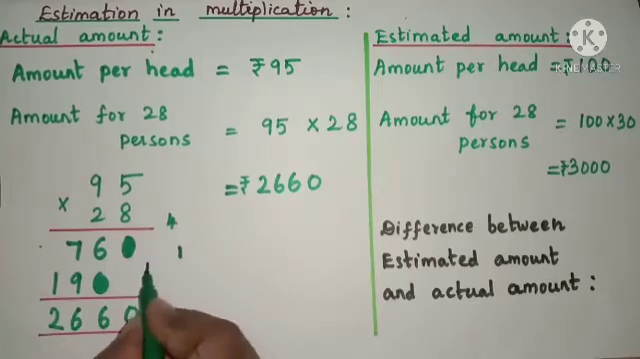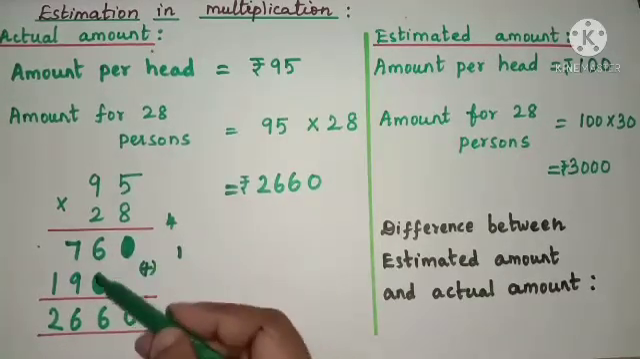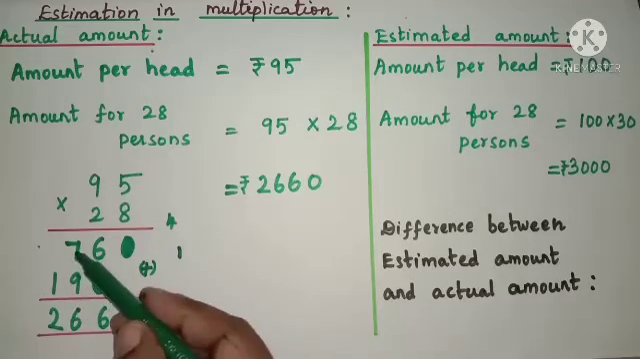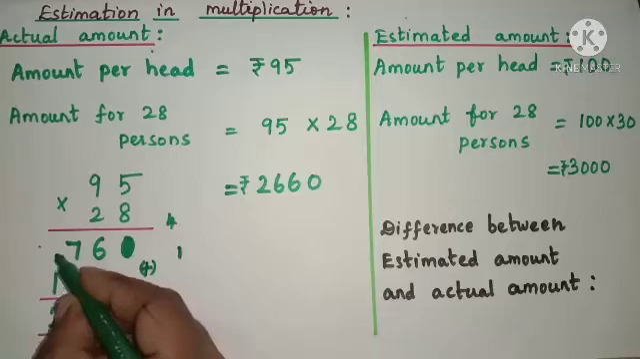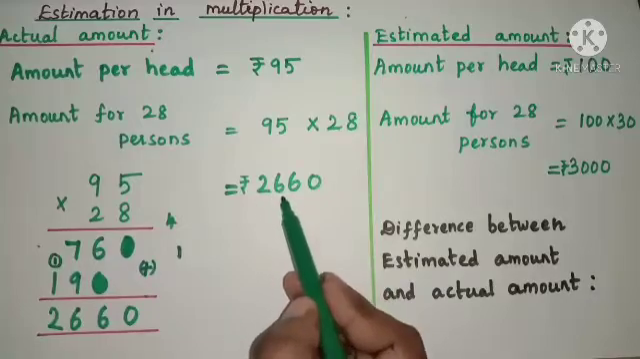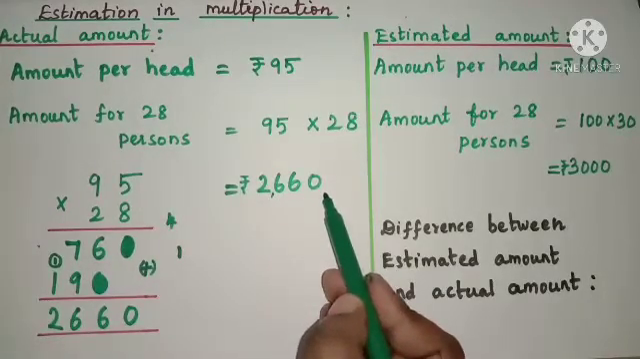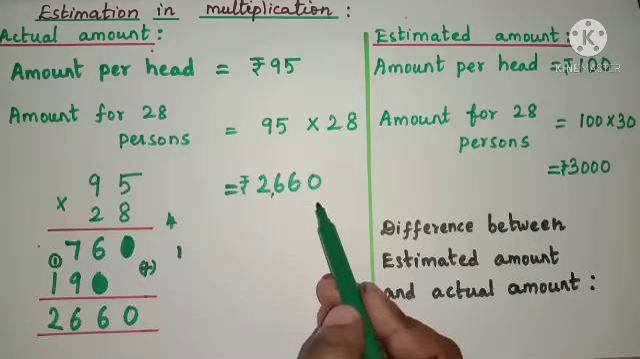Now we need to add these two numbers. 0, 6 plus 0 is 6. 7 plus 9 is 16. Put 6 here and carry 1. 1 plus 1 is 2. Thus we get 2660, which is the amount for 28 persons.